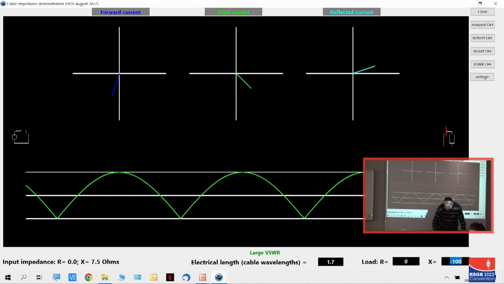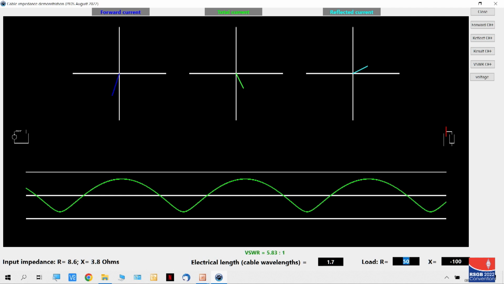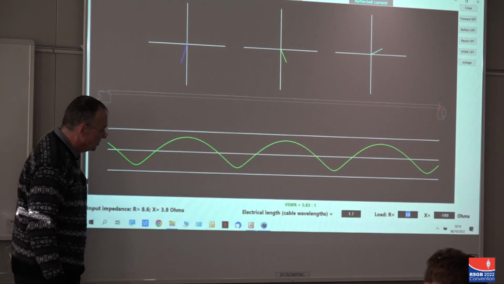Now there are various other things we can do. We can have part resistive and part inductive, or capacitive in this case. So let's put a 50 ohm resistive part, but a 100 ohm reactive part. You can see that even though your resistance is now exactly right, you are not absorbing all the power. You've got a 5.83 to 1 standing wave ratio, and the input impedance, well, actually the resistance has changed to 8.6 ohms here, and 3.8 ohms of reactance.